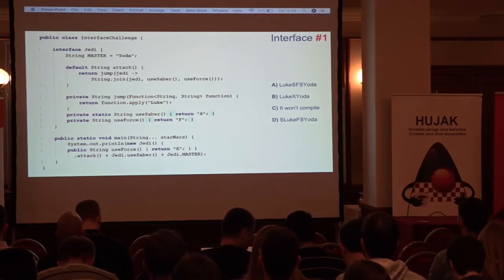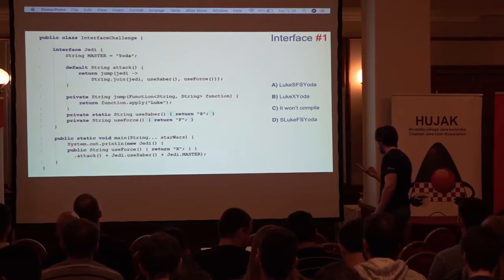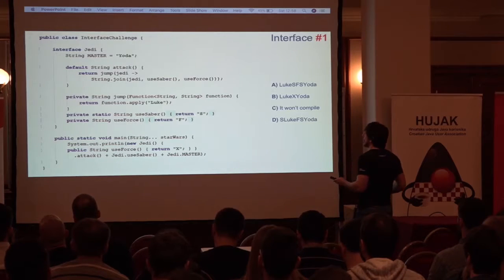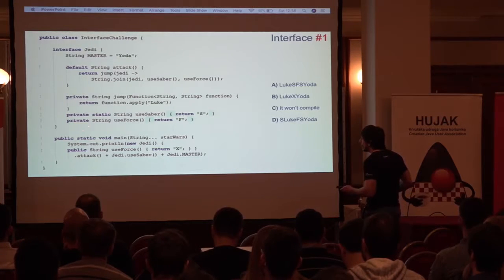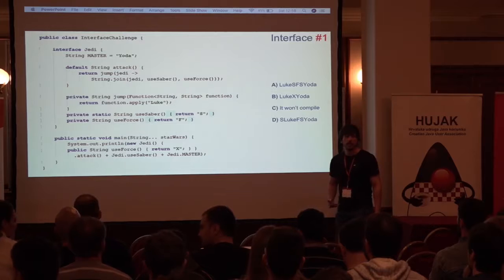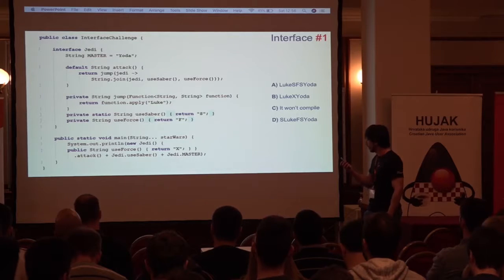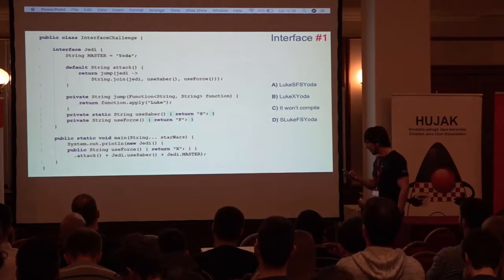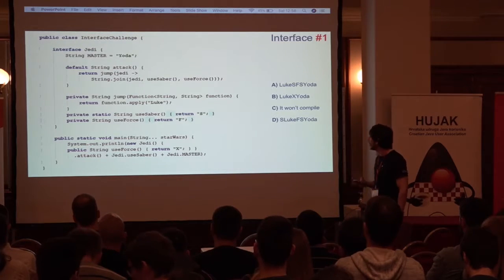Okay, so this is the first challenge. I'm going to give you a brief of the challenge. It's about interface. We have a default method, a private method, a static method, another private method, and a main method here. I just want to know what's going to be the output. I'm going to give you 2 minutes. Okay, I can see some answers.